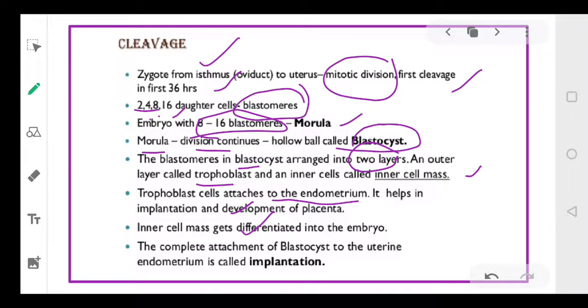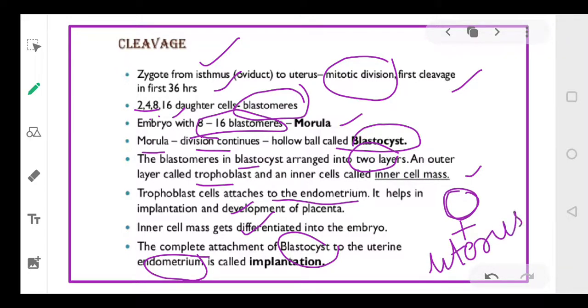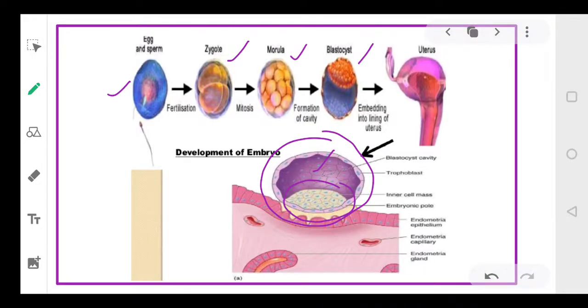So the complete attachment of blastocyst with the endometrium. Dekhiye, hamare paas blastocyst hai. Now blastocyst jo hai woh uterus mein jaakar plant ho jayega, theek hai? The blastocyst will plant itself into the uterus and this process is called implantation. Dekhiye, yahan par ye aapka uterus hai, this is the uterus lining and this will implant itself, this will merge with the endometrium layer of the uterus. Okay, so trophoblast will help in merging it with the endometrium layer and the inner cell mass will gradually form the embryo on later stages.